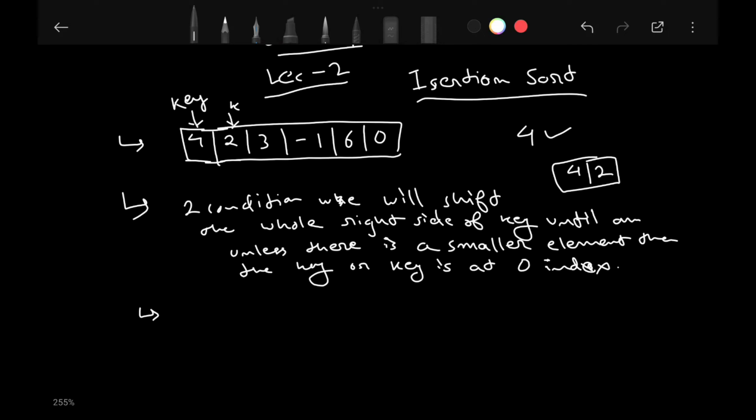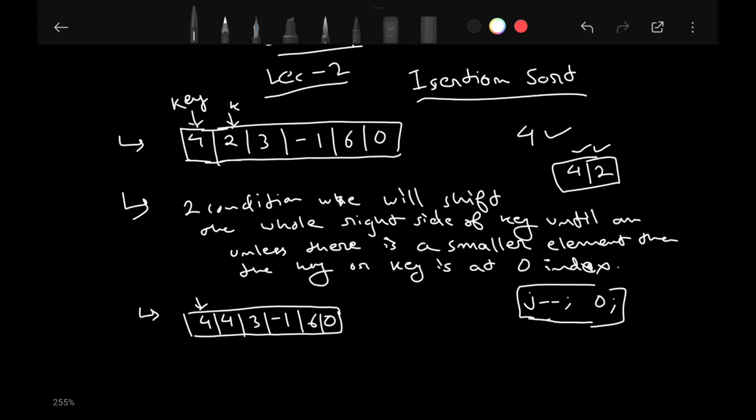Since 2 is smaller than 4, we will shift 4 to the right by one place. Now we again check whether there are any elements smaller than 2. Since there were only two elements, there is nothing left to compare with, and 2 has come to the zeroth index because we do a j minus minus, where j is the index of the key. So we end that operation and place our 2 wherever j has stopped iterating. Just place that 2 here, and that's it.